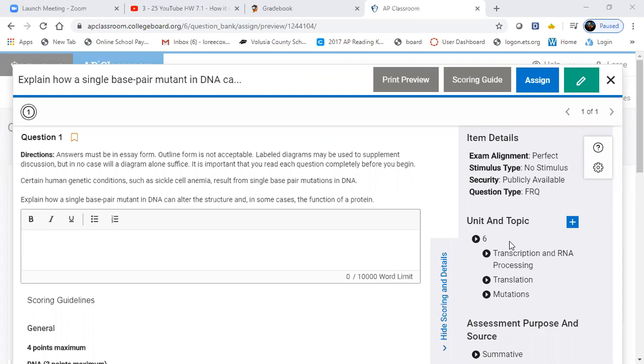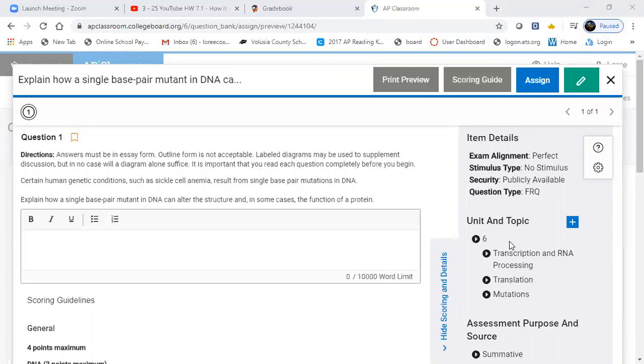Tricky word here at the very beginning of the prompt. It says explain. Explain means you need to give an explanation. Statements of fact aren't going to cut it for this one. So explain how a single base pair mutant in DNA can alter the structure and in some cases the function of a protein.